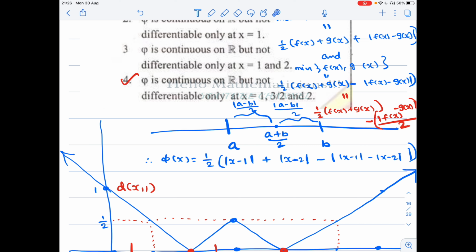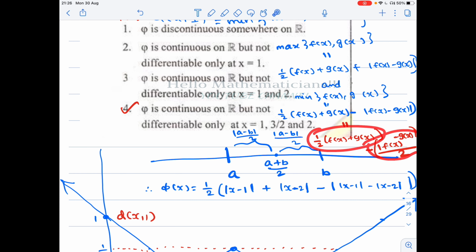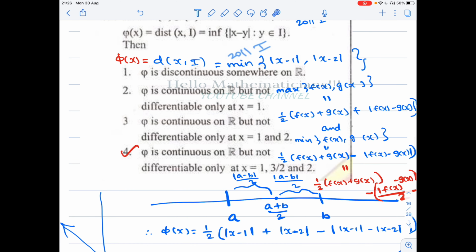Okay, so the same idea applies to the average of two functions. If you add half the distance between them to the average, you will get the maximum, and if you subtract half the distance between them from the average, you will get the minimum. So now we understand why these two formulas are valid.